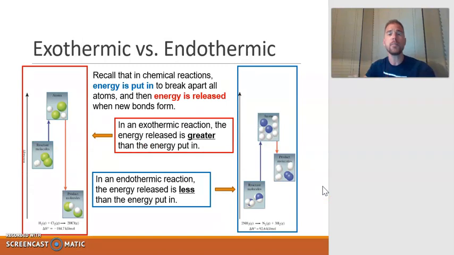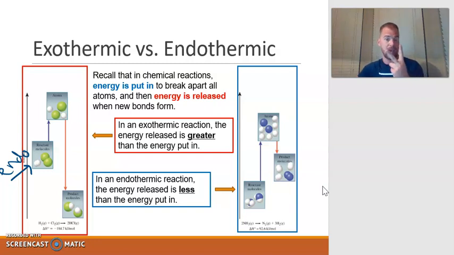Let's remind ourselves what happens in a chemical reaction. We talked about this in topic 9, but that's been a while. Three things happen, and a lot of times they happen very quickly. First of all, your reactants have to break apart. All the bonds have to break so that atoms are able to move around. Well, remember, you have to put energy in to do that. That's an endothermic process.